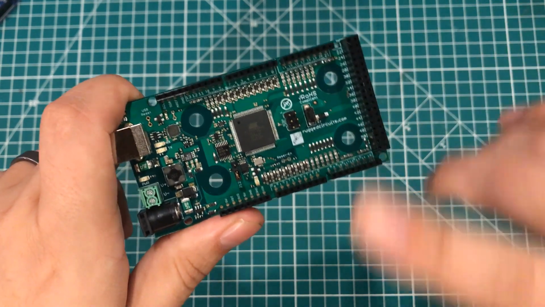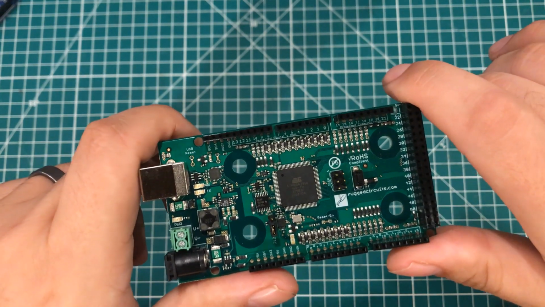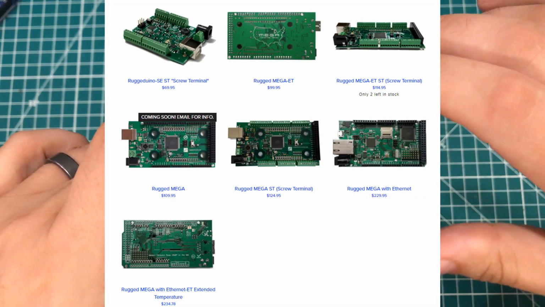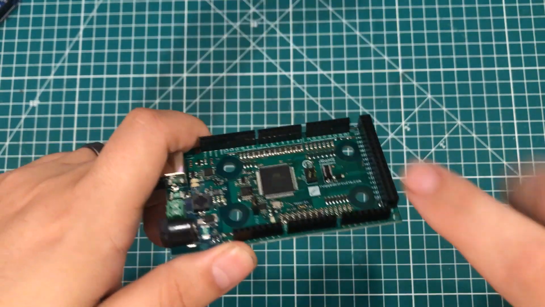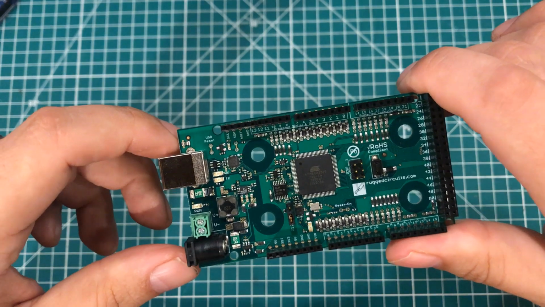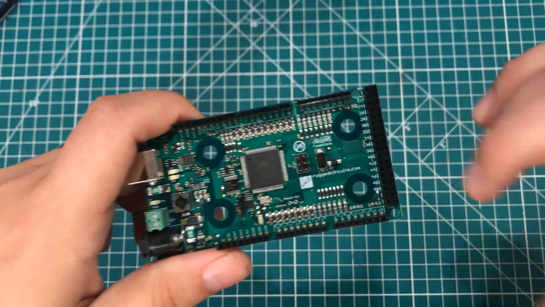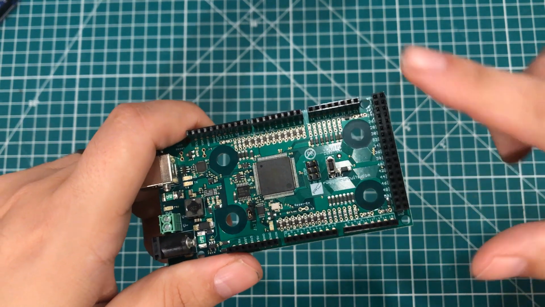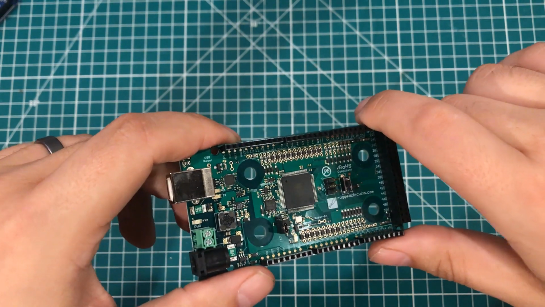So this is the Rugged Mega, and it is part of a line of several different boards. This one is sort of the more general purpose board. They have other ones that are a little bit more industrial, that have screw terminals on the sides. They have extended temperature ones that can go down to negative 40 degrees Celsius, up to 85 Celsius. But this thing is no slouch in that department. This can go negative 10 Celsius to 85 Celsius. So, yeah, this is still a pretty robust board.